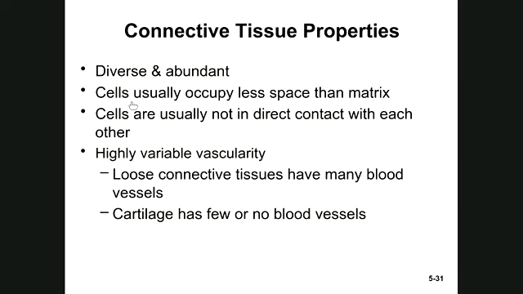These are the properties of connective tissue. They are diverse and abundant. The cells usually occupy less space than matrix, and I told you that the matrix is protein fibers and ground substance. Cells are usually not in direct contact with each other, and we don't have intercellular junction. Vascularity is highly variable. Some of them, like loose connective tissue, have many blood vessels, and some of them, like cartilage, don't have any blood vessel. And between them, we have tendons and ligaments with few blood vessels.